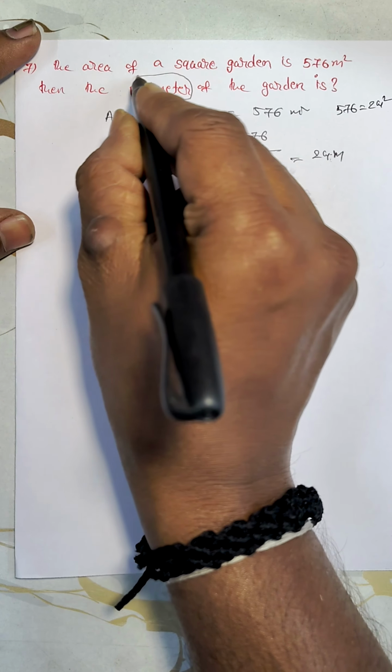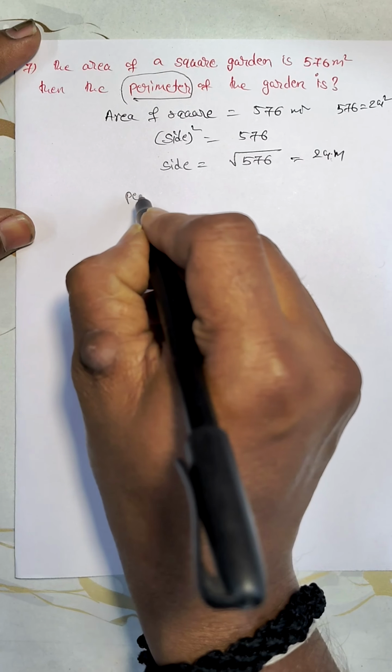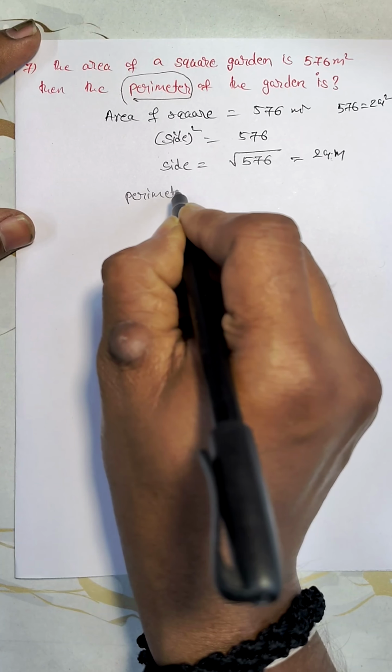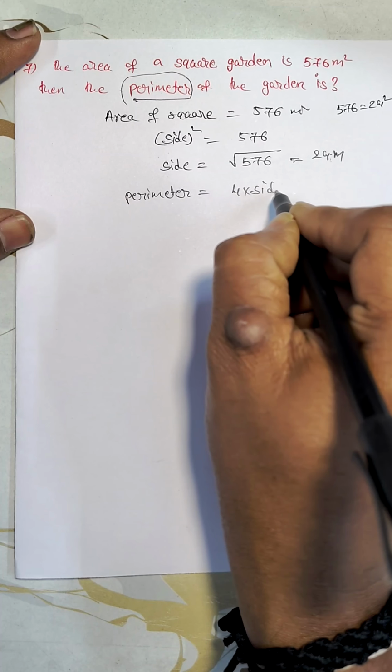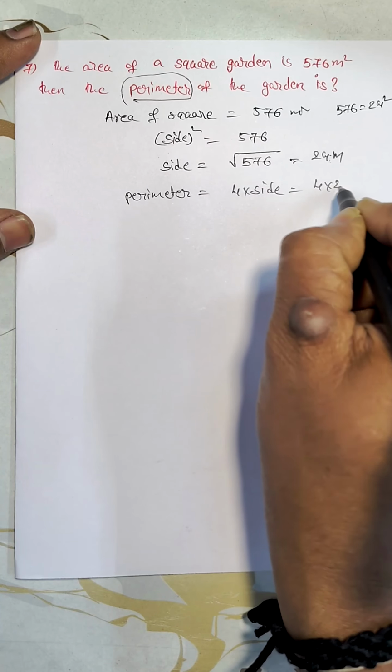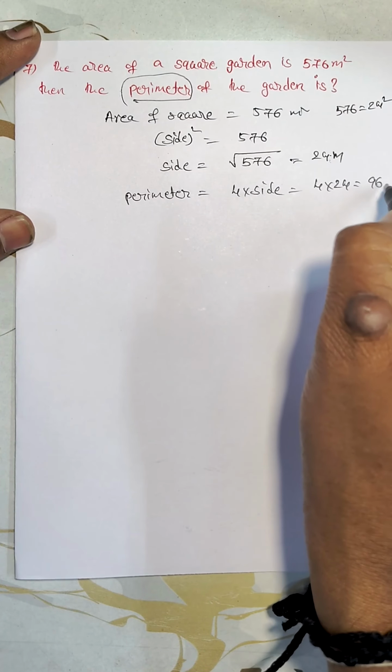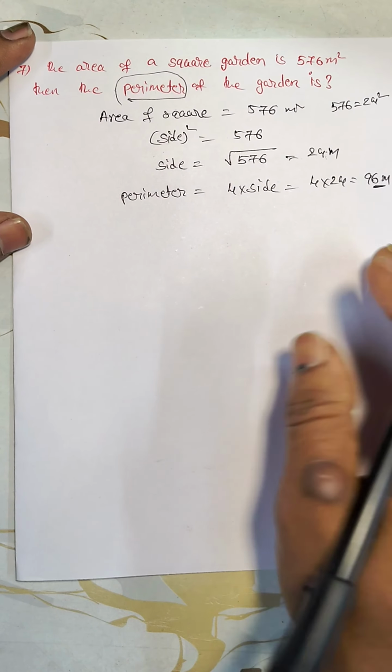And what else do we need to find out? We are asked to find out the perimeter. So the perimeter of a square garden is equal to 4 into each side, that is 4 into 24, that gives you 96 meters is the answer.